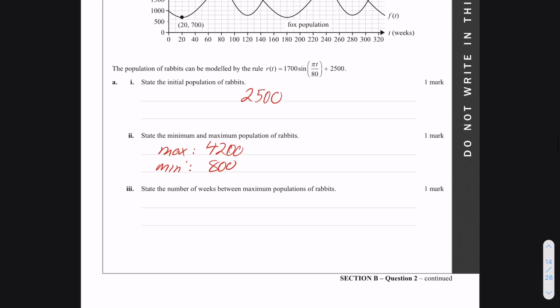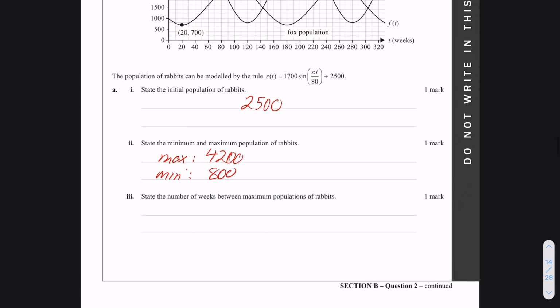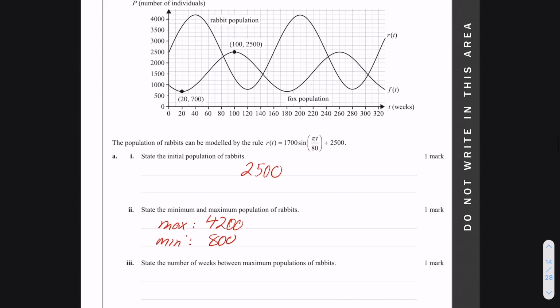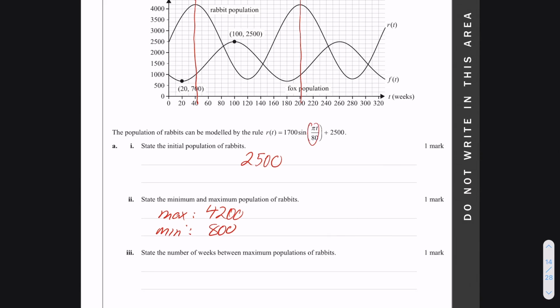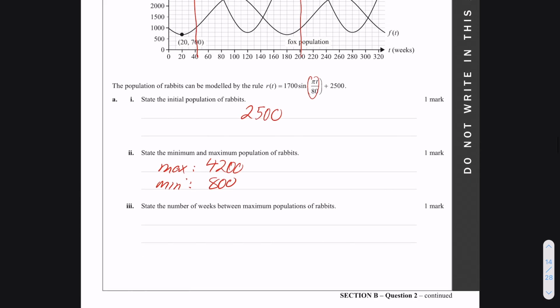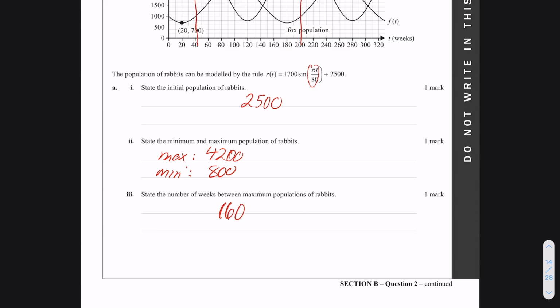Okay. The number of weeks between maximum population of rabbits, well, you could just get that from the graph, or you could just work with the period. It's 360, looks like it. We'll just check with the period. Yeah, so the period is 2 pi on n. So 2 pi divided by pi over 180 is 2 times 180, which is 360.